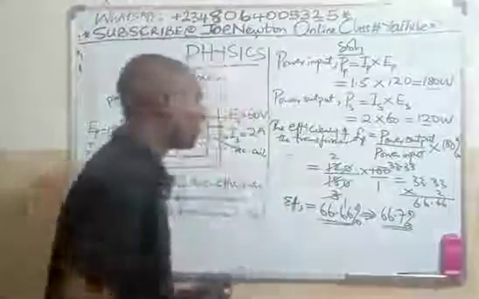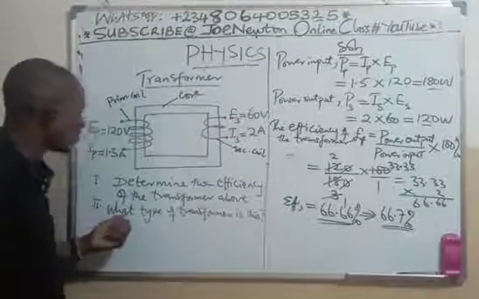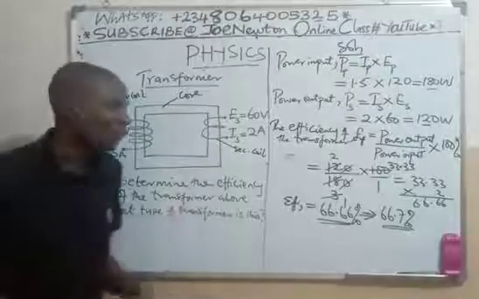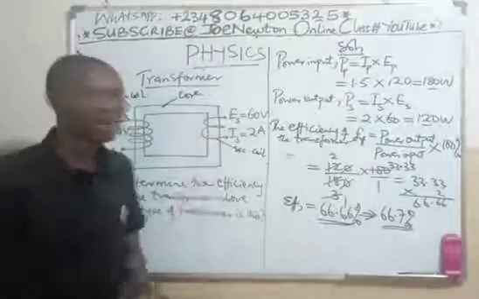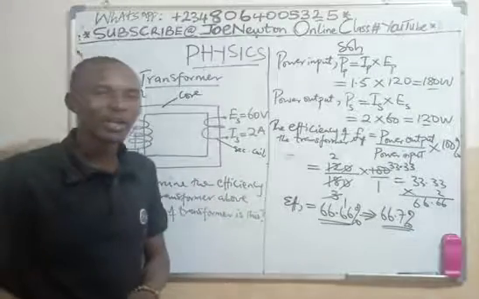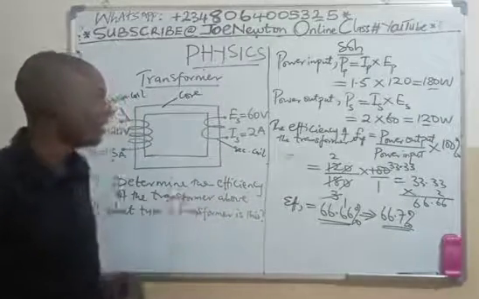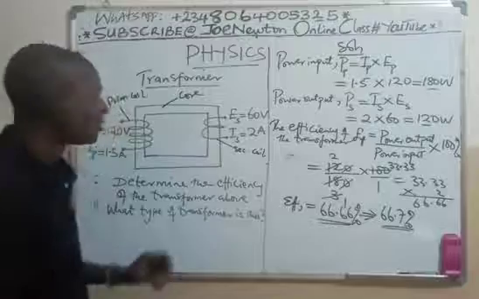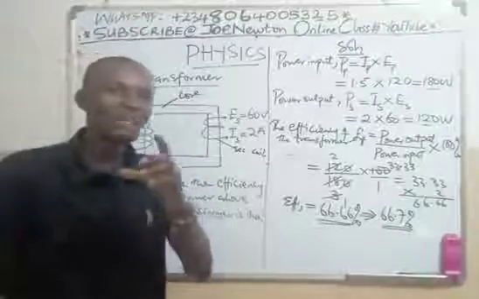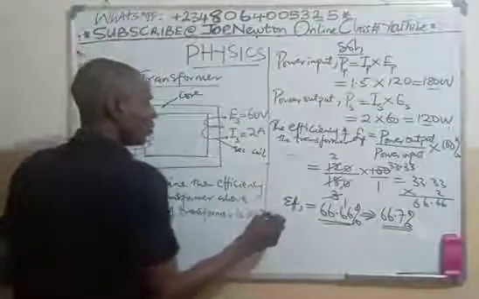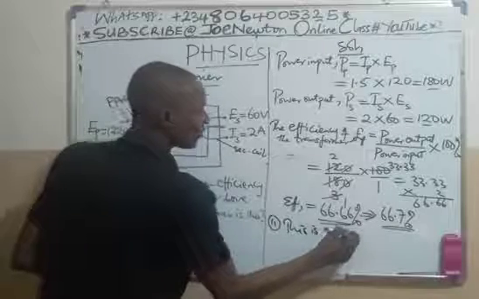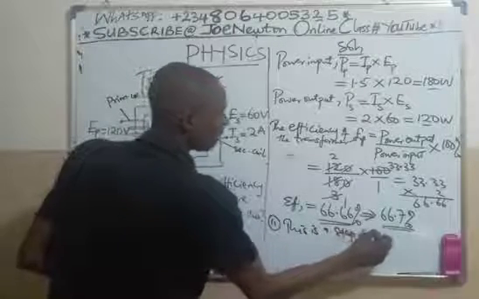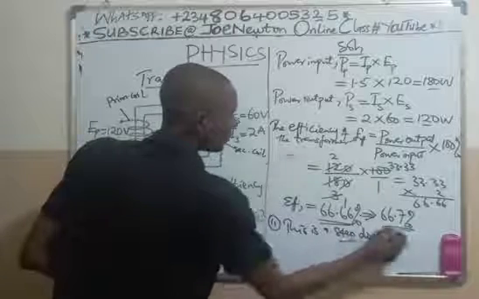Now let's look at the last question we are asked. We are asked what type of transformer is this? Of course, looking at the transformer itself here, the available information here, we know that this transformer is a step down transformer. So we can say that this is a step down transformer.